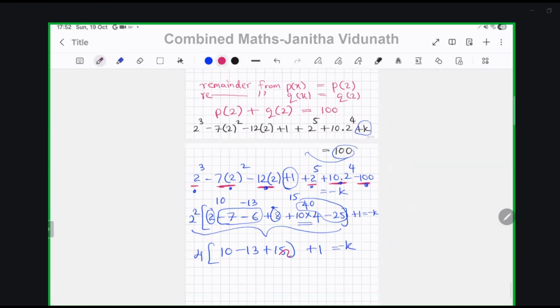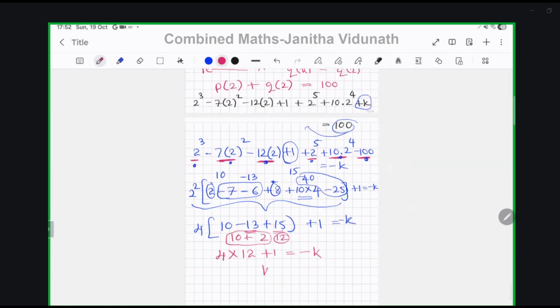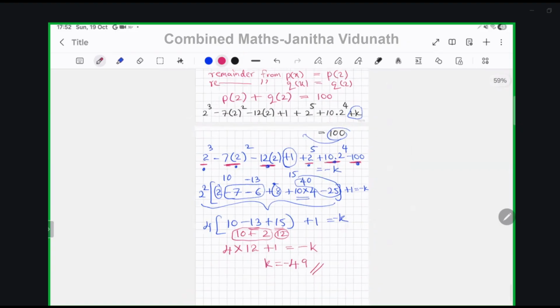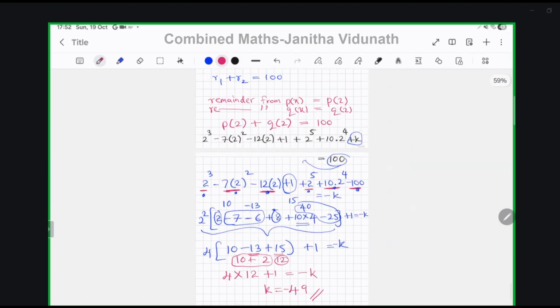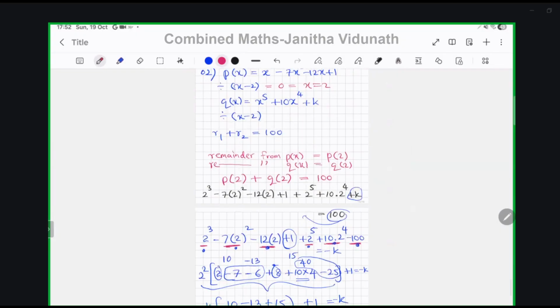From here, 15 minus 13 means 2. Then 10 plus 2 is remaining. That means inside the bracket, 12 is remaining. Then the final equation is 4 times 12 plus 1 is equal to minus k. That means k is equal to minus 49. This is the final answer for k. Okay. Now start to write down this.